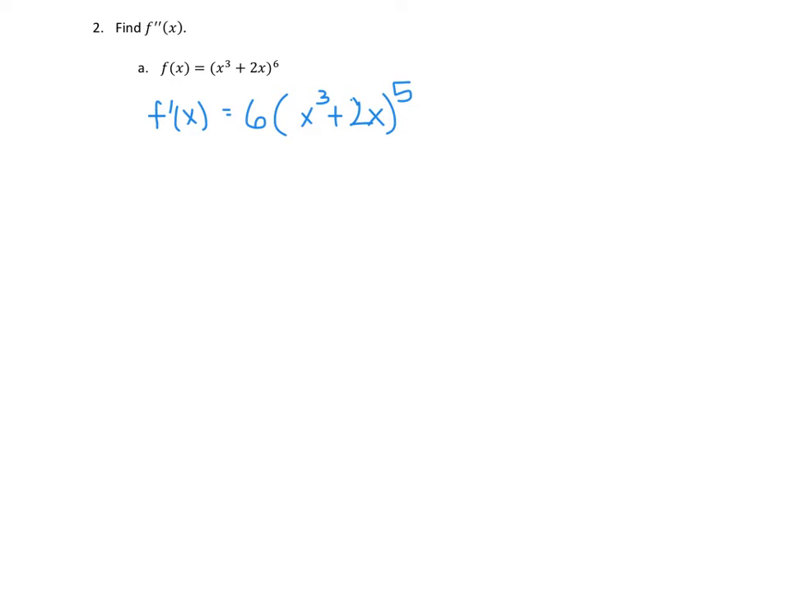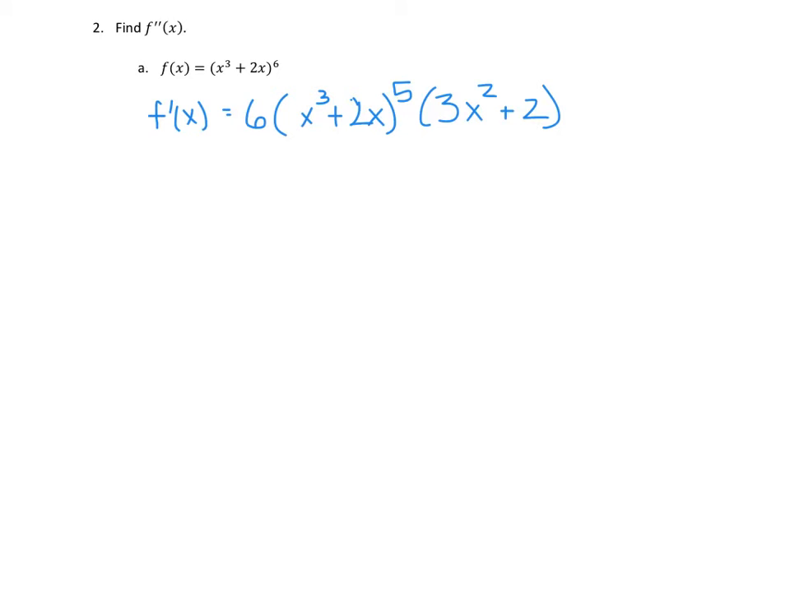Now we need to take the derivative of what's inside the parentheses. So now we need to take the derivative of the x cubed plus 2x. So the derivative of that is a 3x squared plus 2. So there's our first derivative. Now we need to take the derivative of this to get our second derivative.